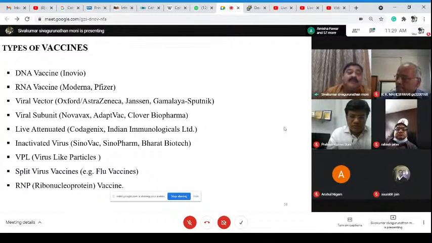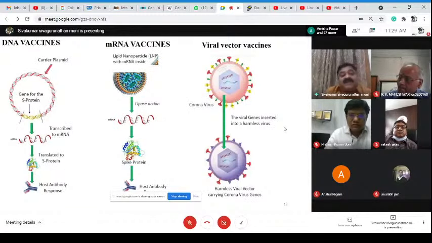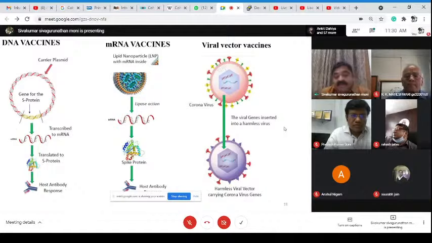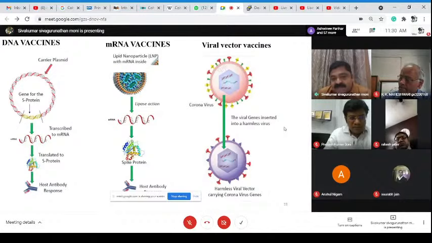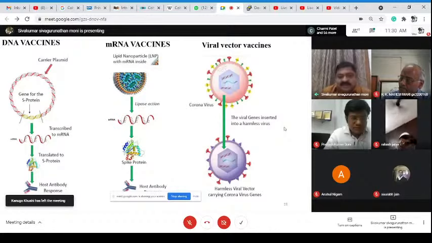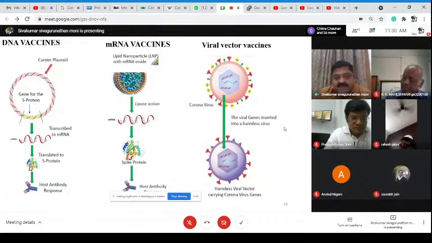Ribonucleoprotein vaccine is also available. Now, what are DNA vaccines? The genes of the S protein, that means the spike protein, the genes responsible for producing the spike protein, will be carried in a carrier plasmid by means of recombinant DNA technology. Whenever it is administered and exposed to the cell, it can enter the cell and be transcribed to mRNA, and the mRNA is translated to the specific spike protein. And our host immune response will respond to that spike protein.